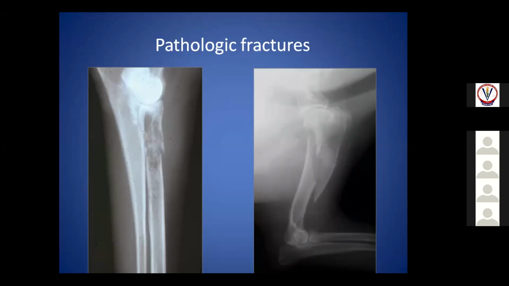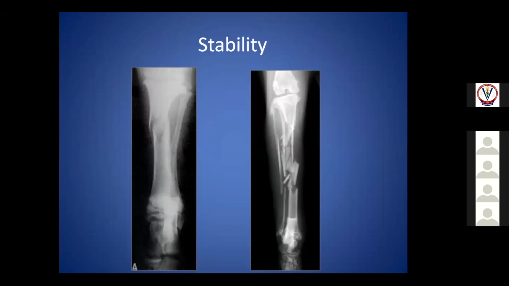So such conditions will also lead to certain fractures. Like this is a pathological fracture because of a bone tumor. This is a pathological fracture because of very thin cortices. Even a small fall from one step, or a fall from a sofa or cot, will result in fracture in such conditions. So we classify them under pathological fractures.